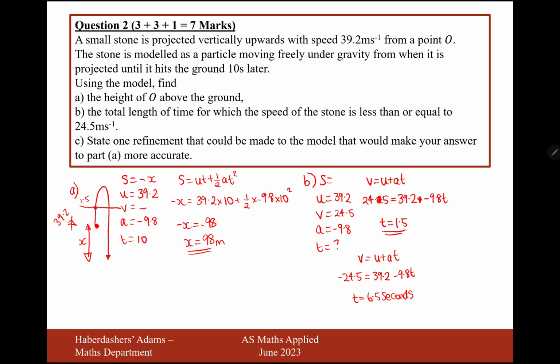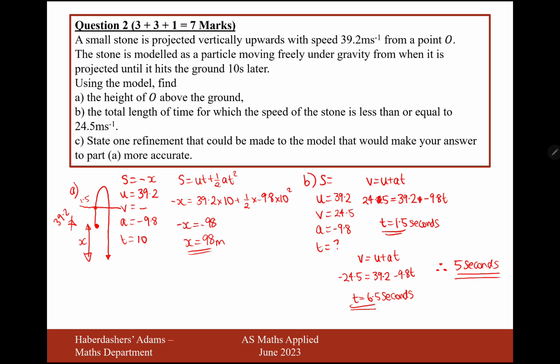Okay, so between the time of 1.5 seconds and 6.5 seconds, the velocity is less than 24.5. So the length of time, so the final answer for part B is 5 seconds. And there we are, that's the answer to part B.